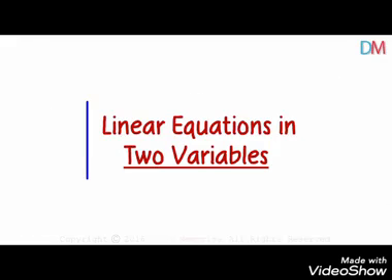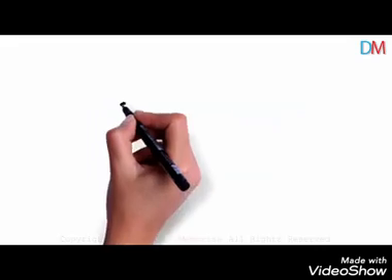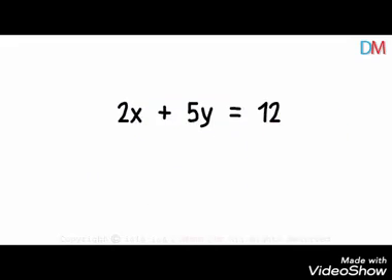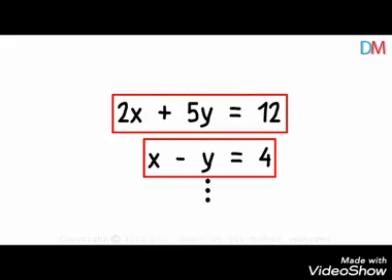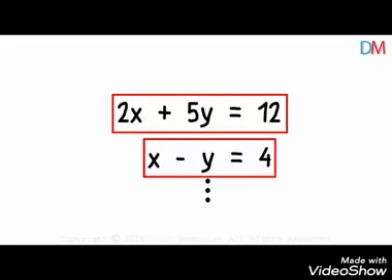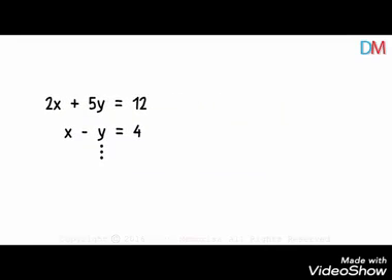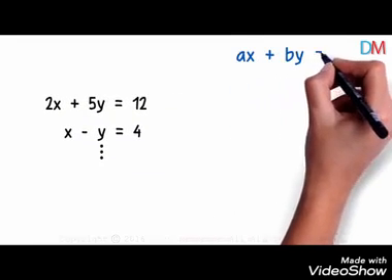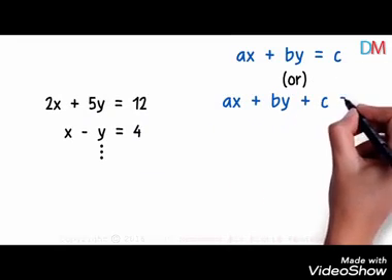Let's quickly review what linear equations in two variables are. We've seen equations like 2x plus 5y equals 12 or x minus y equals 4 and so on. These are examples of linear equations in two variables. Each of the equations has two variables x and y. But how do we generalize it? How can we define it? We can say that a linear equation in two variables is of the form ax plus by equals c, or sometimes it's also written as ax plus by plus c equals 0.